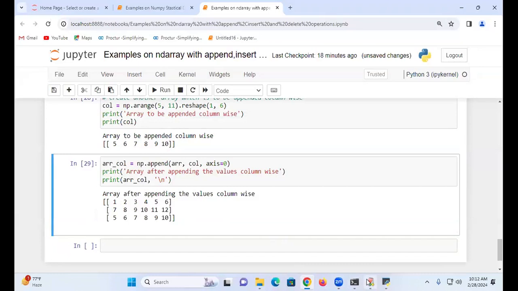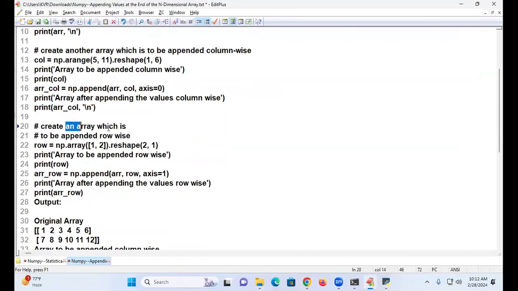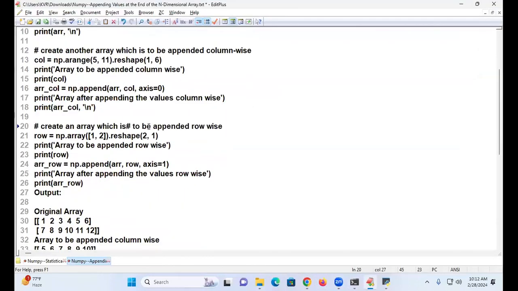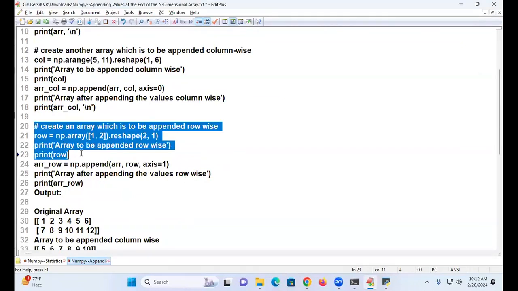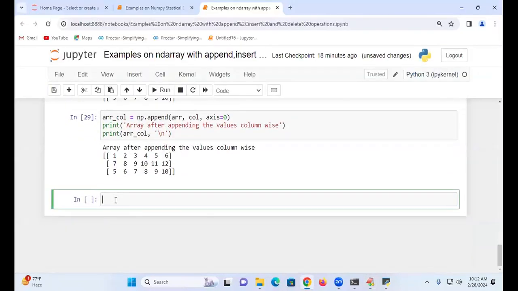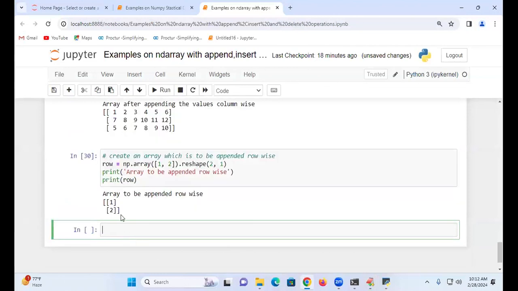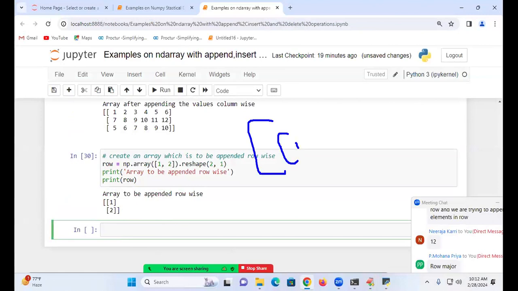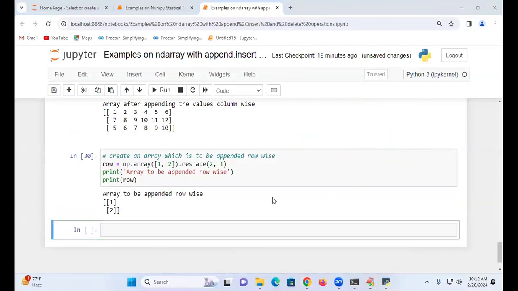Next I want to go for another discussion: create an array which is to be appended row wise. 1 to 2, reshaping of 2 comma 1. So I'm going to take up here. See this now. It is a column. That is what we represented separately like this. What is this now? 1. And next is what? 2. Like this. It is taken as column representation only. Understand?